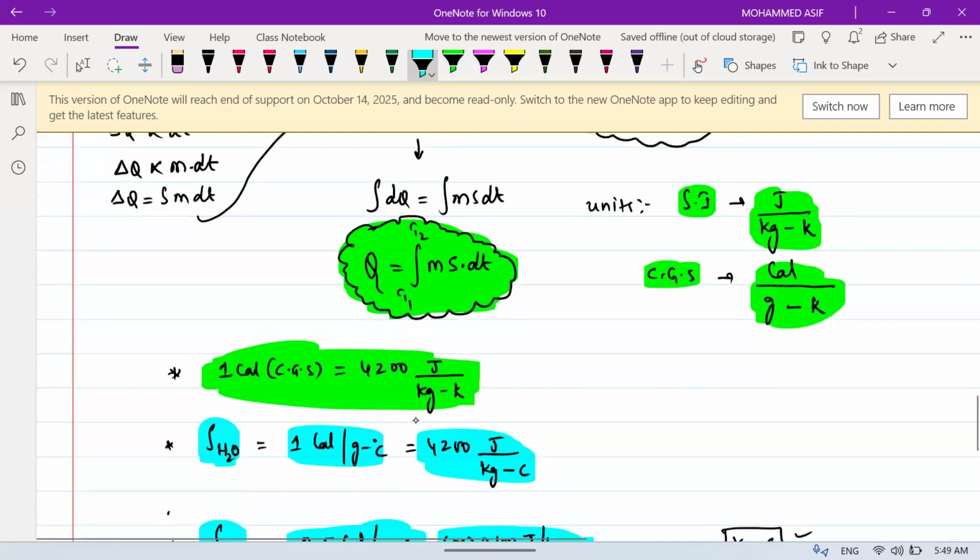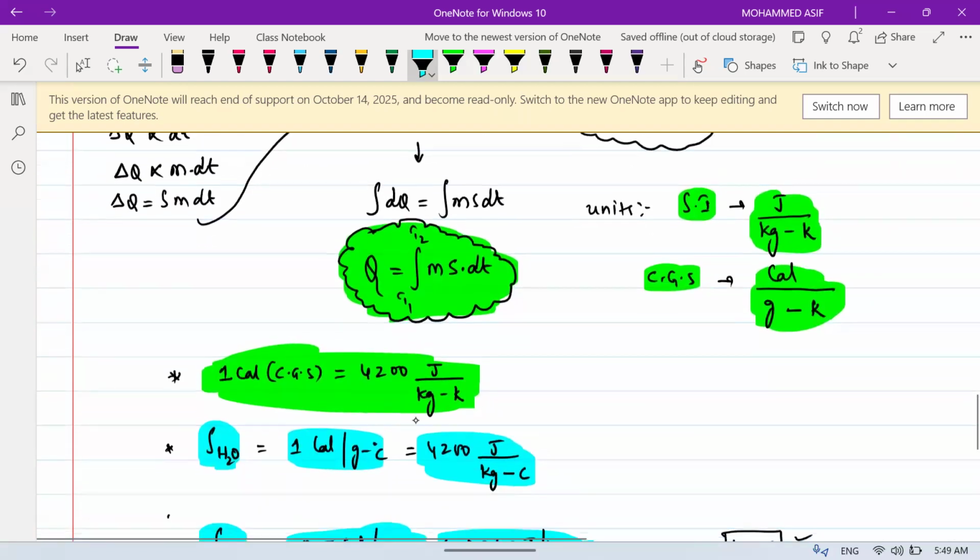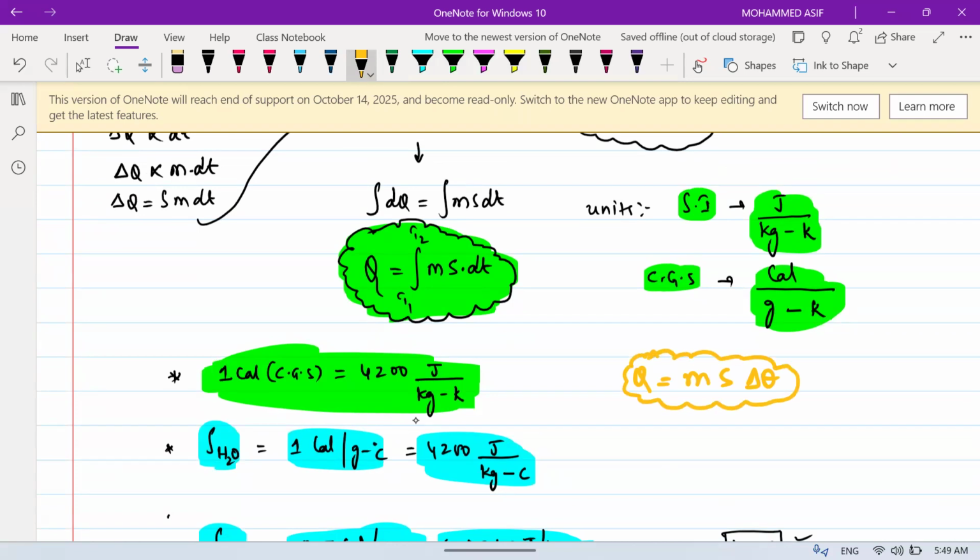So I hope you are clear with the first formula of the calorimeter. What is the first formula of the calorimeter? Q is equals to m S into delta theta. The standard formula I'm writing here: Q is equals to m into S into delta theta. Delta theta is your temperature change, dT is also the temperature change. M is the mass, S is the specific heat, and delta T is the rise in temperature. Q is heat, which is a form of energy.